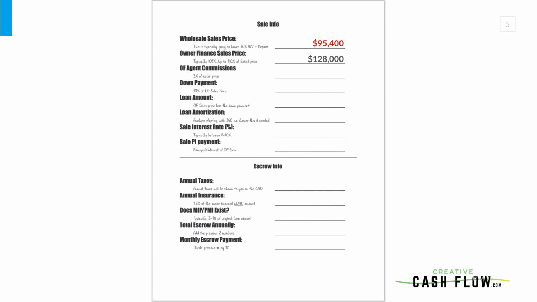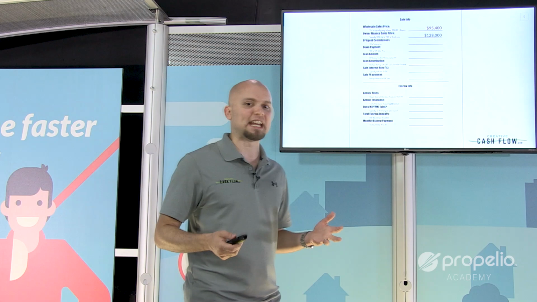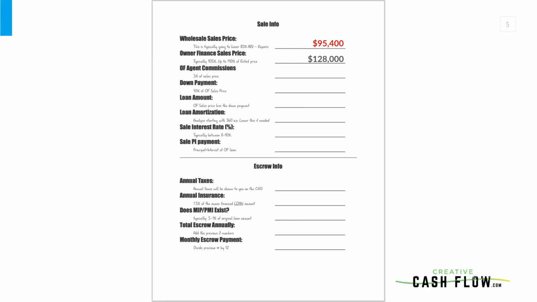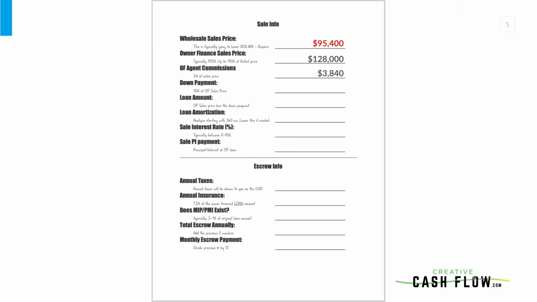Owner financed agent commissions. Now, I pay 3% to my agents to bring me in a buyer on my owner financed homes. Here's the thing. 3% is not an easy number to come up with in your head. However, 1% is. So just a little trick here. You can take that 1% number and multiply it by 3, and now you've got 3%. So 1% of 128 is 1,280, right? So if you multiply that by 3, then you get your 3,840 number.